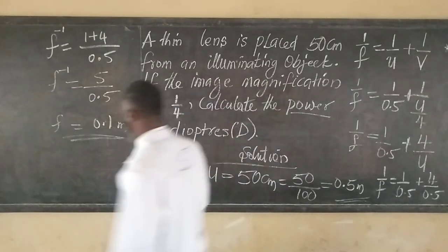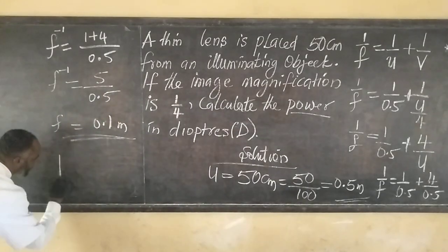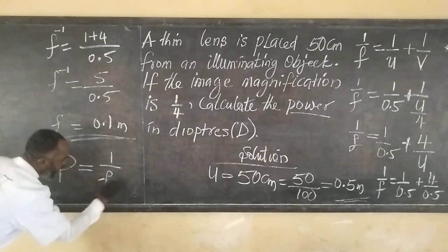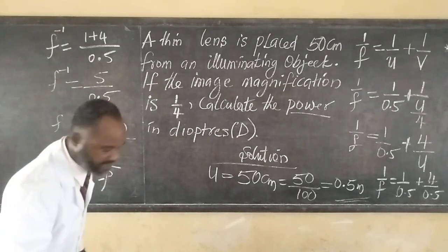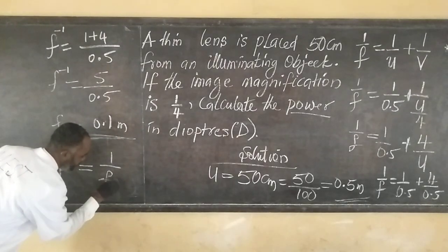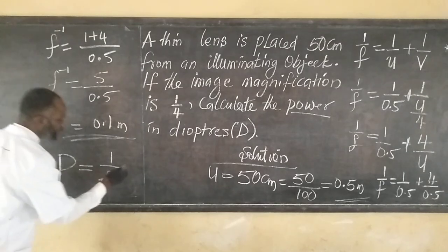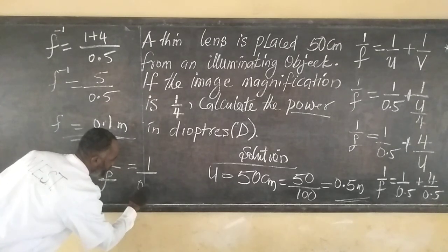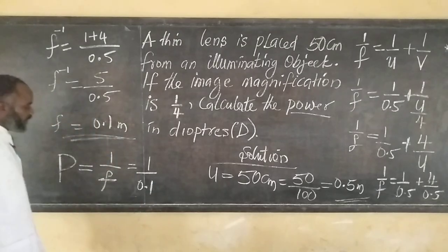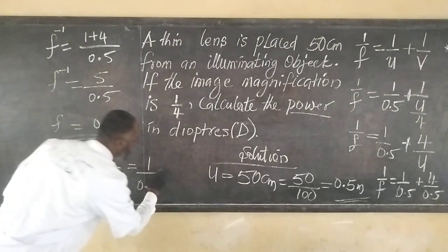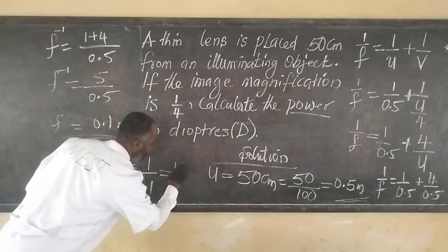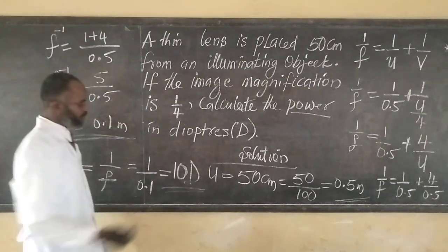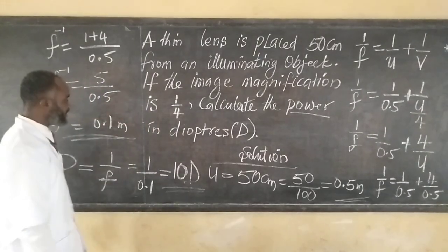The power of the lens, capital P, is equal to 1 over f, f being the focal length. If we substitute, it becomes 1 over 0.1. The inverse of this is definitely going to be 10. Since they say in diopters, 10 D, that's the answer.